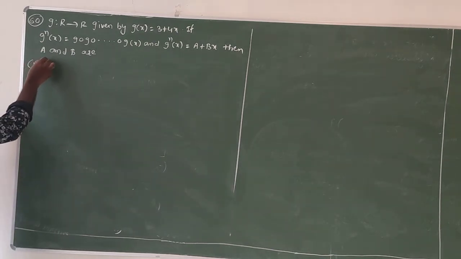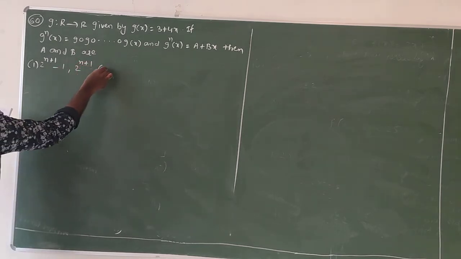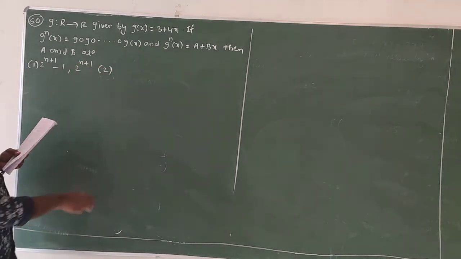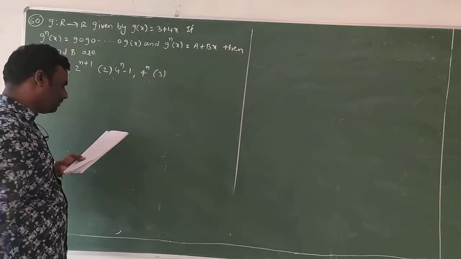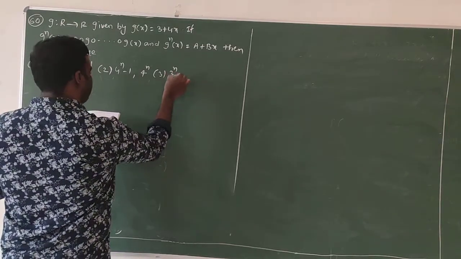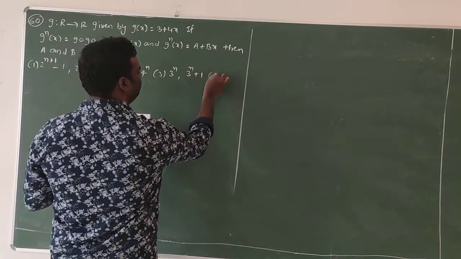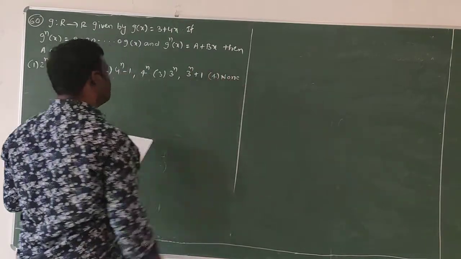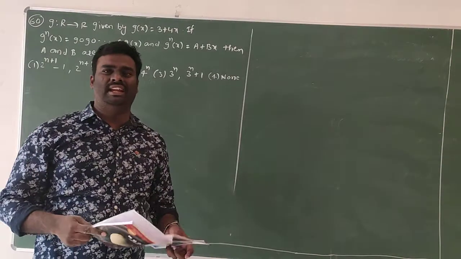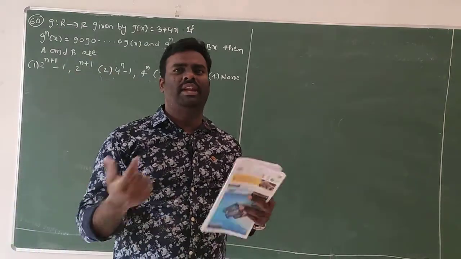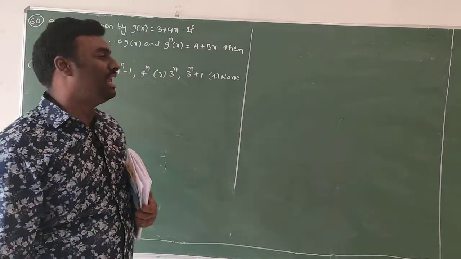First option: 2 power n plus 1 minus 1, 2 power n plus 1. Second one: 4 power n minus 1, 4 power n. Third one: 3 power n plus 1, and fourth one is none of these. See, here we need to find g power n, but finding the composition n times is not possible. That's why we can find the composition 2 or 3 times. From that we can guess the value for n times.